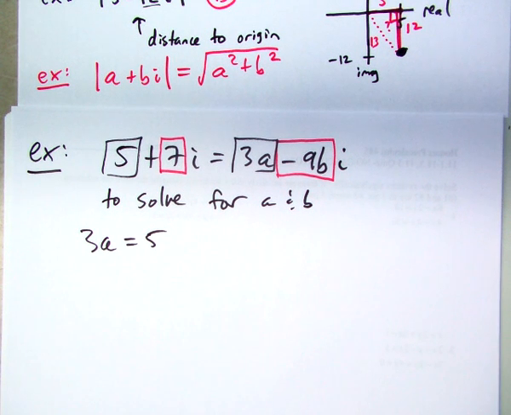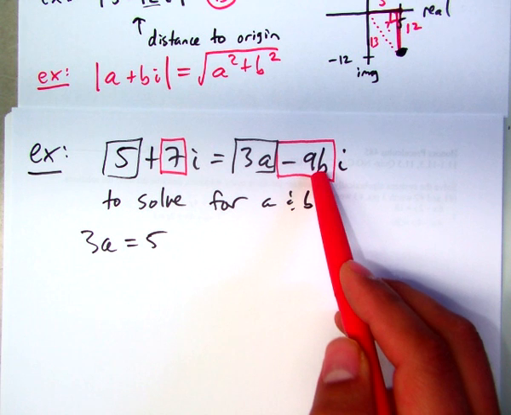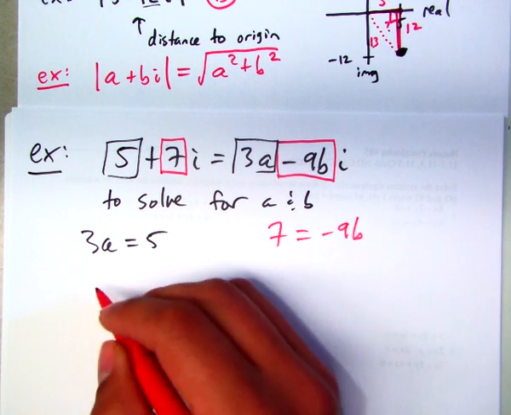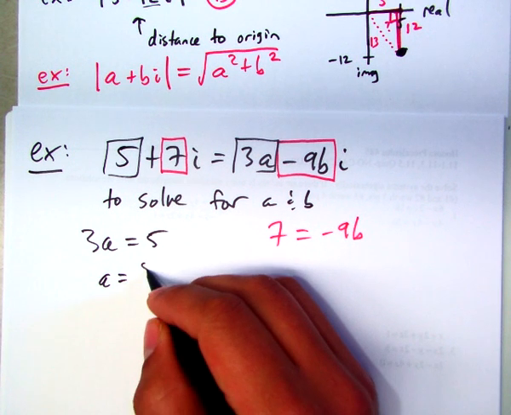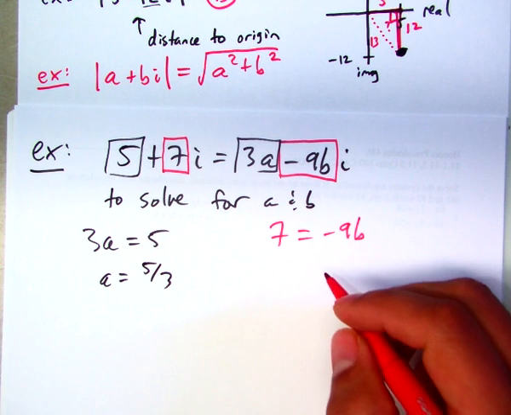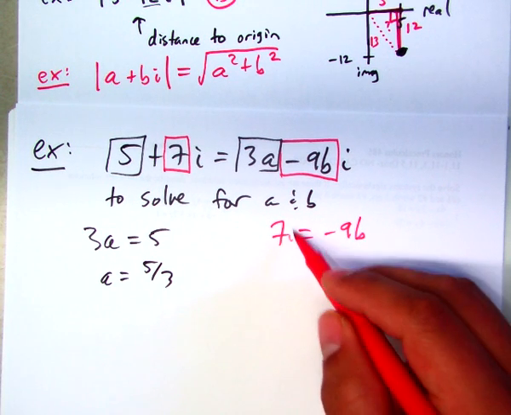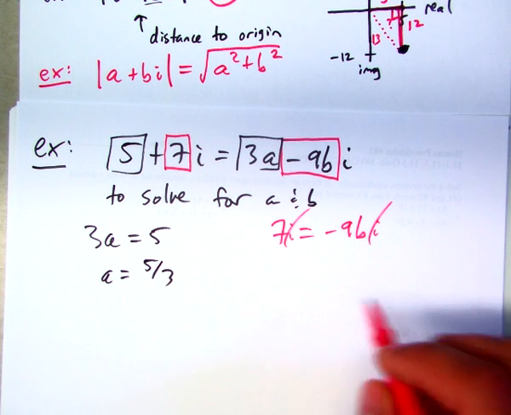On the left we have 5 for the real, on the right we have 3a for the real, so you set them equal. On the left we have 7 for imaginary, negative 9b for imaginary, so you just set them equal. So a is 5 over 3. Why do you move it out? Well, because it would end up canceling out anyway. Like if you wrote it in, right? What's b?